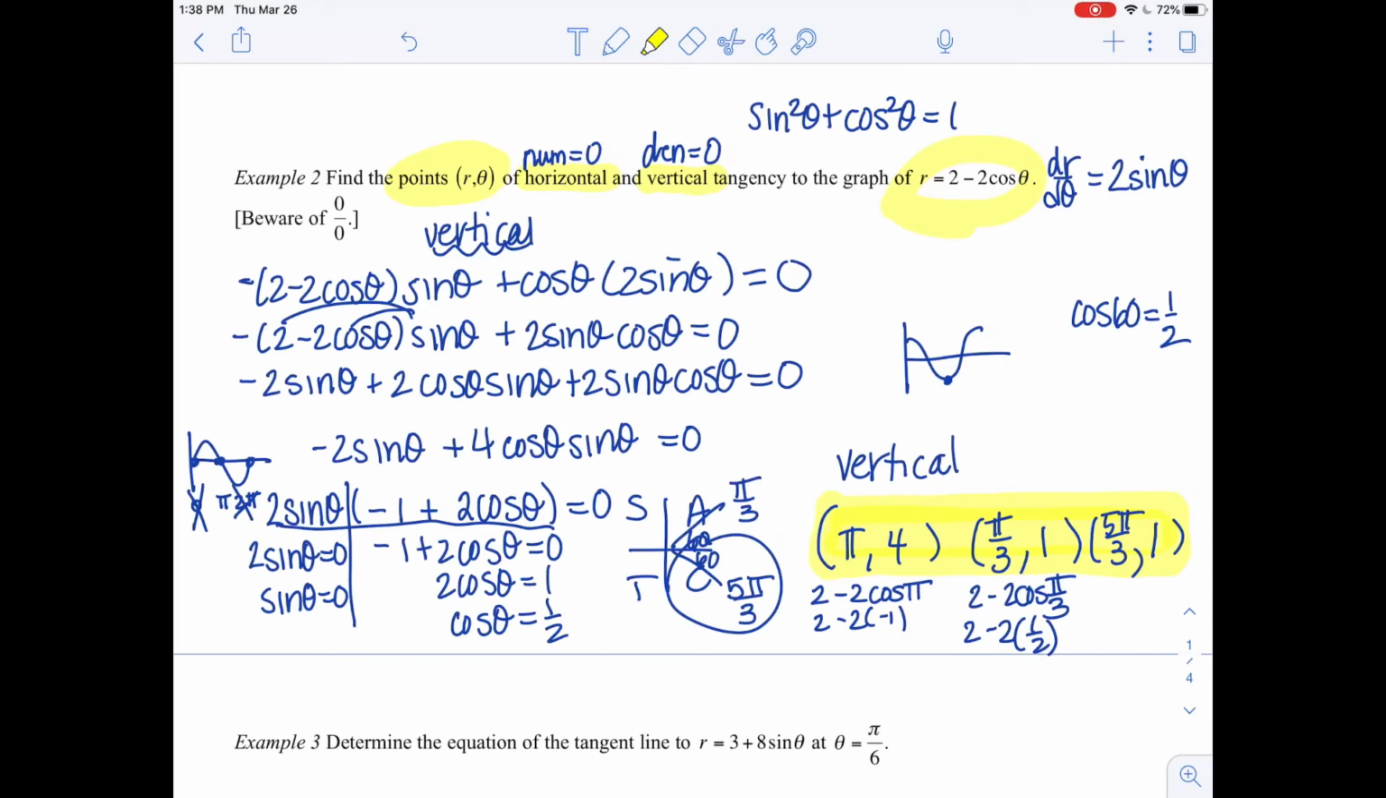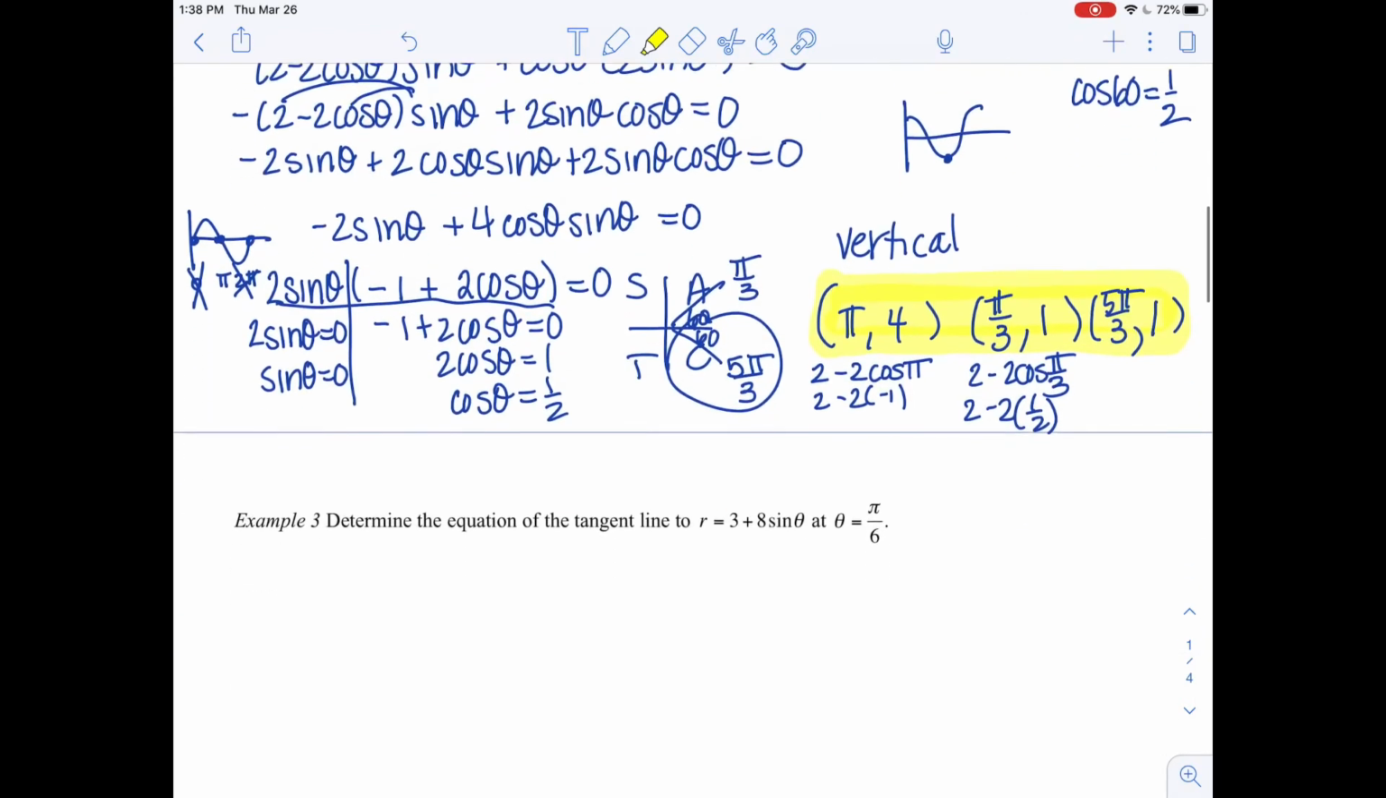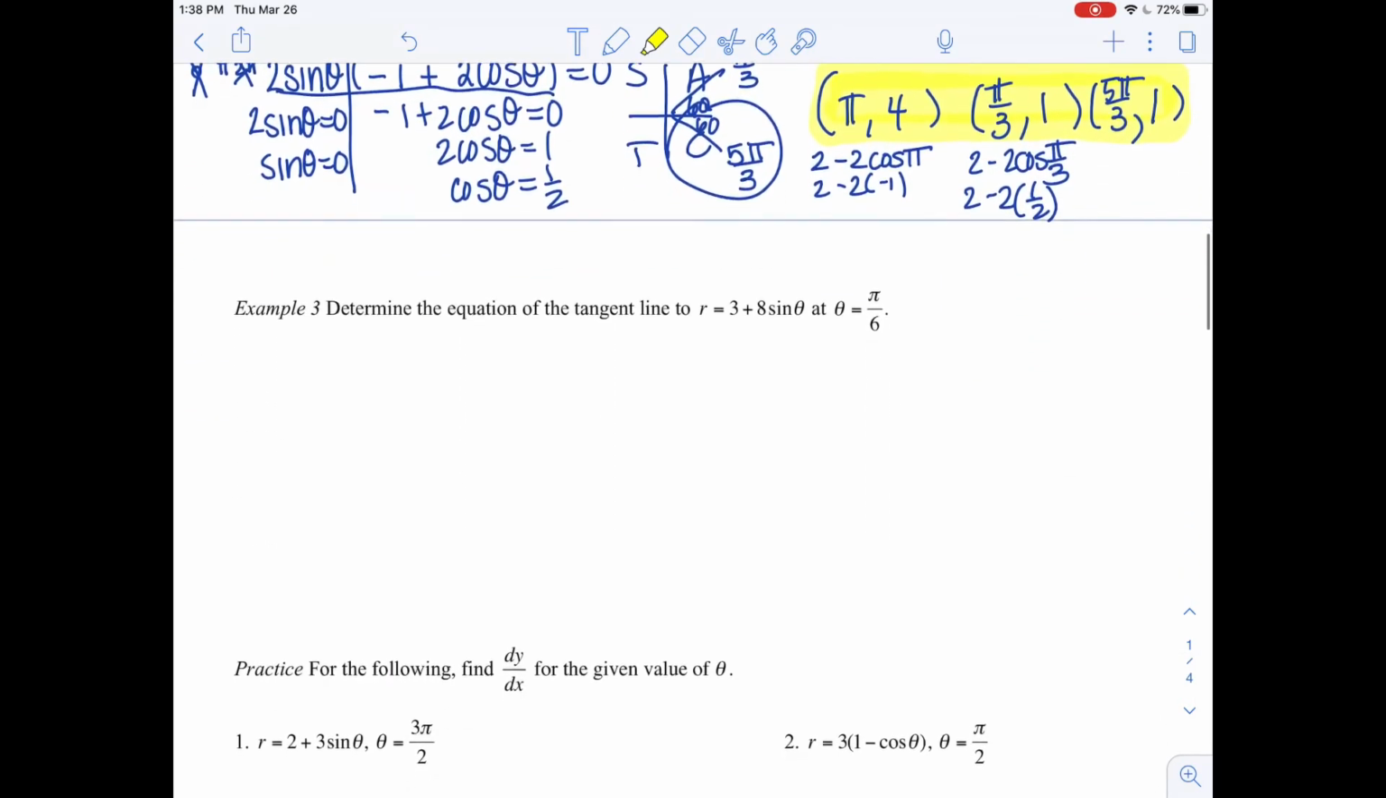And again, if you want to see the rest of the solution, just so you can see another trig equation worked out with some identity stuff, you can go ahead and look at the solutions that I posted for this problem in Google Classroom.